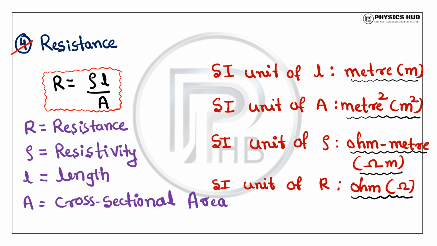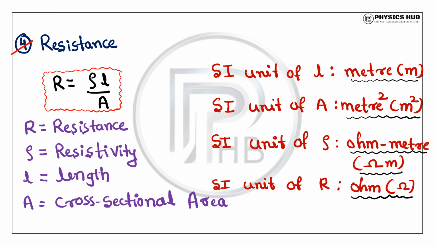Next is resistance. Resistance means the opposition to the flow of current in an electric circuit. In a circuit, the opposition to the electric current is known as the resistance. Here resistance is denoted as R. R is directly proportional to rho, directly proportional to L and inversely proportional to A. Means here R is equal to rho L divided by A.